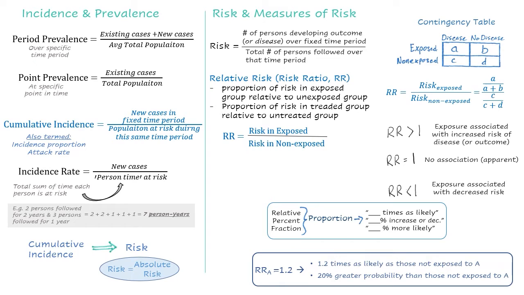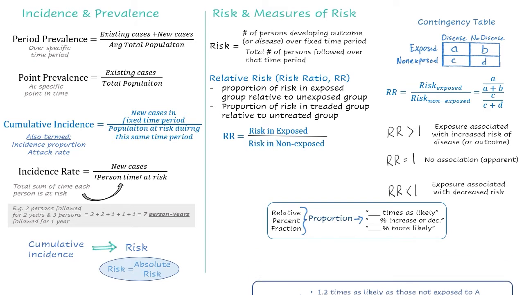For example, let's assume that the relative risk of developing outcome Y that is associated with exposure A was 1.2. We can interpret this as a patient exposed to exposure A will be 1.2 times as likely to develop outcome Y as a non-exposed person. Another interpretation can be made using percentages. For example, assuming a relative risk of 1.2 again, we can say that persons exposed to exposure A are 20% more likely to develop outcome Y than those not exposed.